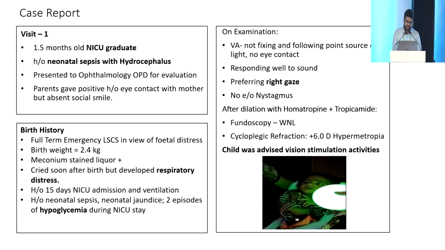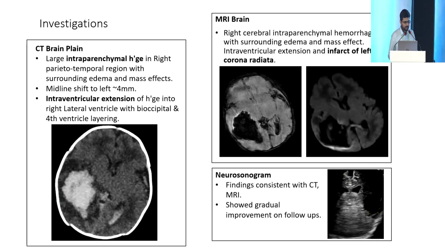The child had meconium stained liquor, cried soon after birth, but developed respiratory distress and was admitted in NICU and was on ventilation. There's history of neonatal sepsis, neonatal jaundice, and 2 episodes of hypoglycemia as well. On examination, the child was not fixing and following a point source, was responding well to sound, preferring right gaze. No evidence of nystagmus was noted, and on dilated fundus examination, fundus findings were normal, and the cycloplegic refraction showed +6 diopters hypermetropia. Child was advised vision stimulation activities and asked to follow up.